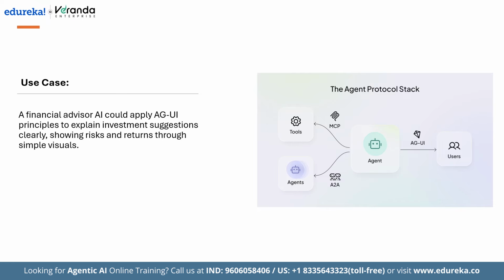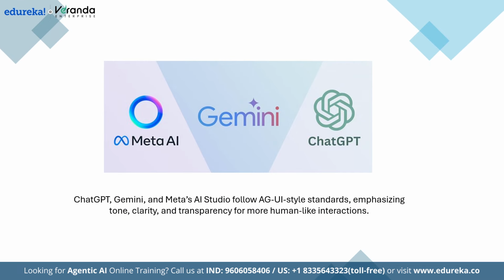So a financial advisor AI might use AGUI principles to explain why it suggests a certain investment, showing risk and returns in simple visuals. So now let us have a look at the real-world example. ChatGPT, Gemini, and Meta's AI Studio all follow AGUI-like standards, focusing on tone, clarity, and transparency to make interaction human-like. In companies like JP Morgan's, AGUI-style systems ensure AI tools explain financial advice clearly so users remain in control. I hope this is clear now.